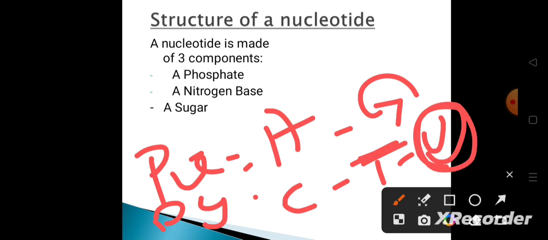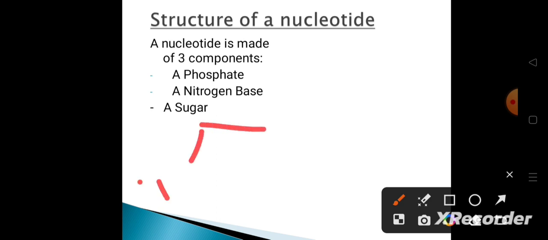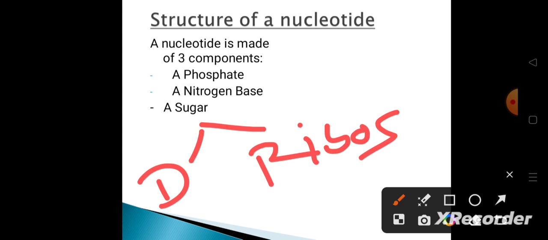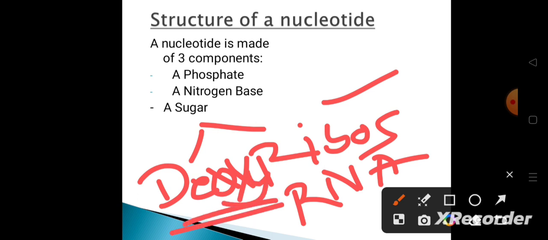RNA के केस पे uracil होती है and DNA के केस पे thymine होती है. This is the difference. Okay. And lastly, sugar. Sugar is also two types: deoxy sugar and ribose sugar. Ribose sugar for RNA. Okay. And here deoxyribose sugar, it is for DNA.